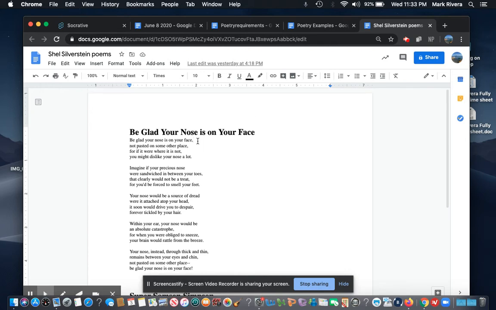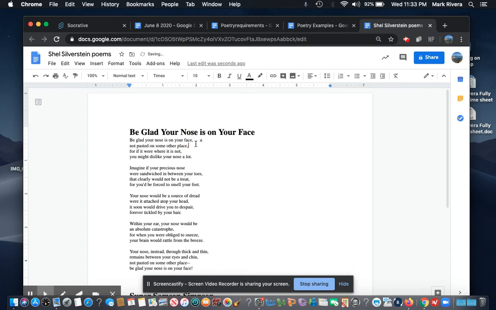So the last word in this first line is face. So I'm looking at that A sound. And again, I start with the first letter of the alphabet, which is A. Okay, so this is going to be A, obviously. Let's put this to the side so you guys can see it.